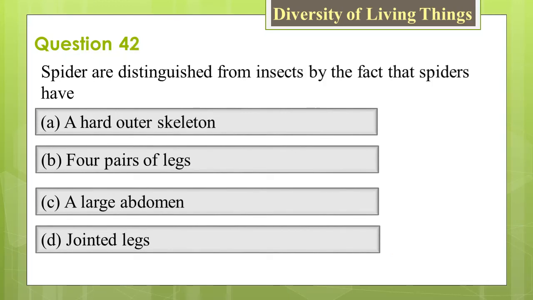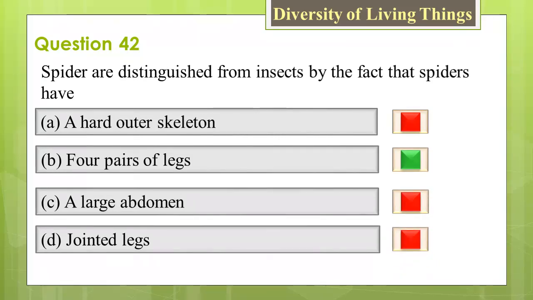Question 42. Spiders are distinguished from insects by the fact that spiders have A. A hard outer skeleton. B. 4 pairs of legs. C. A large abdomen. D. Jointed legs. Which of the following alternatives is the best alternative? The best alternative is B. 4 pairs of legs.